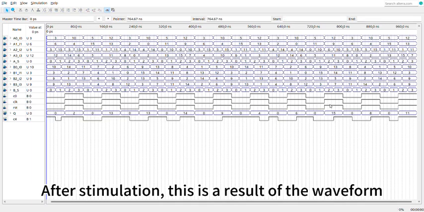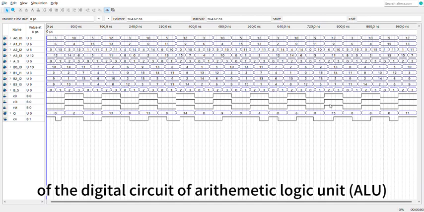After simulation, this is the result of the waveform of the digital circuit of the arithmetic logic unit ALU.